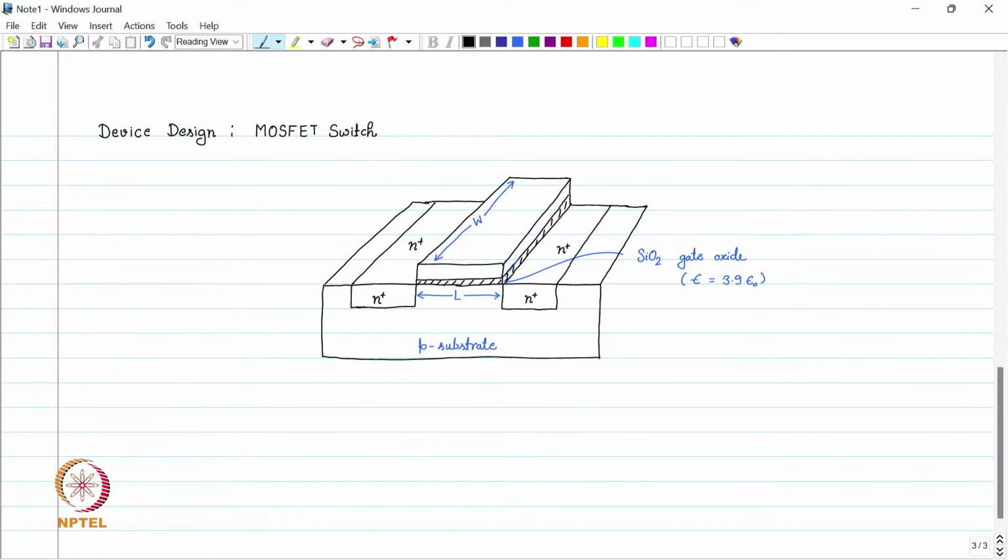Drain is the collector terminal where the current is collected. So we have source, gate, and the drain. This terminal is the source terminal. This terminal is the gate terminal, and this terminal is the drain terminal.